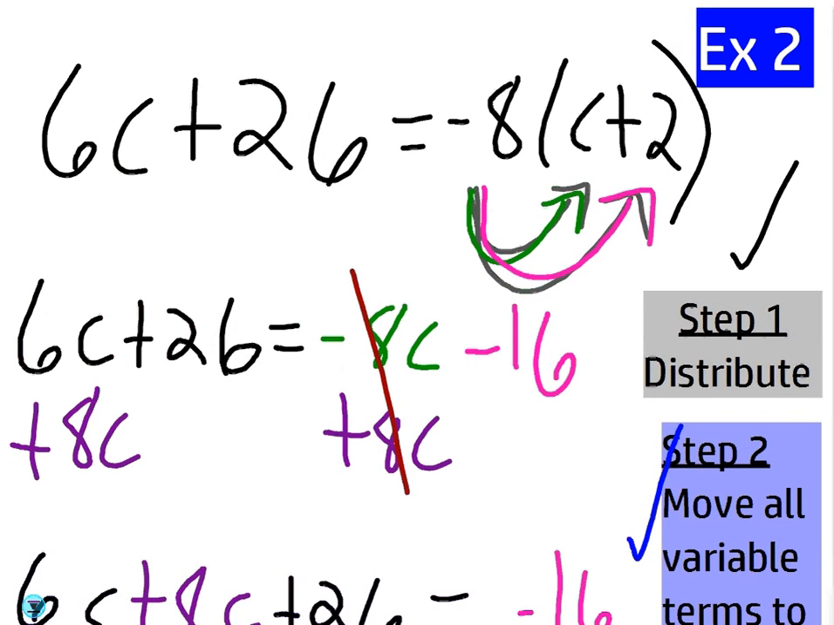Now certainly we can go back and plug that in to see if it works. If we plug in negative 3 here, we have 6 times negative 3, which is negative 18, plus 26, which is 8. So we should get 8 on the other side. If we plug in negative 3 here, we get negative 3 plus 2, which is negative 1 times negative 8, which is positive 8. It checks out.